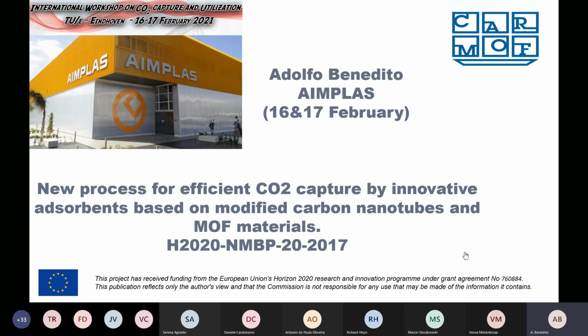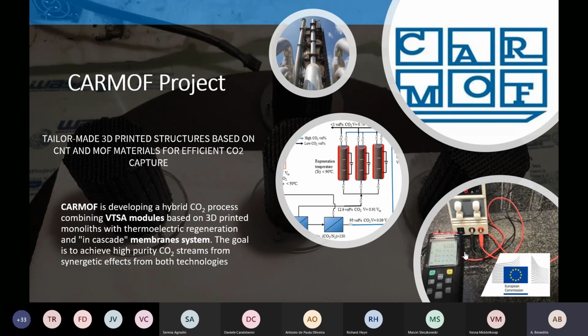But the main objective of this talk is to introduce to you the current evolution and state of the Carmos project. Carmos is a European project funded by the European Commission that started in January of 2018. This means that we have been working on this project for 3 years. You can see here the title of the Carmos project: tailor-made 3D print structures based on carbon nanotubes and metal organic reinforced materials for efficient CO2 capture.